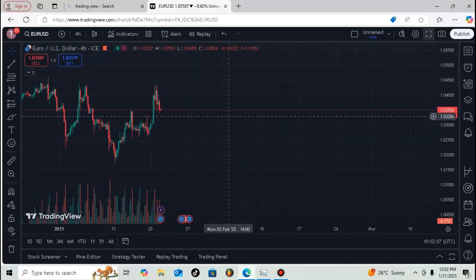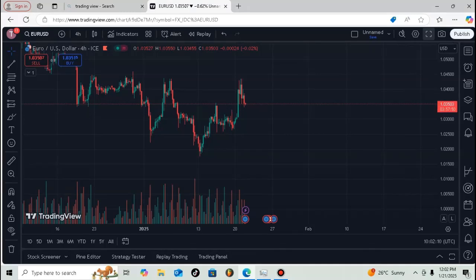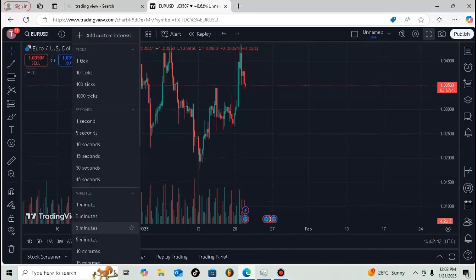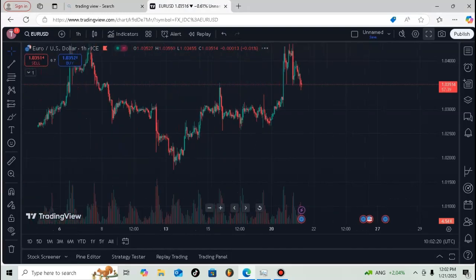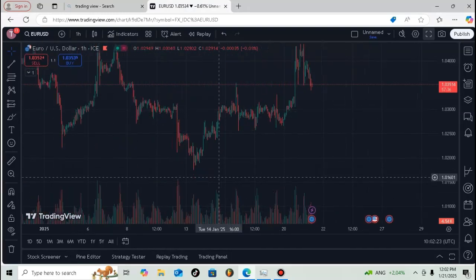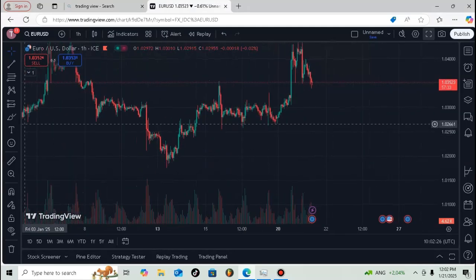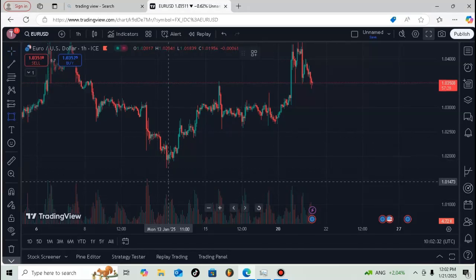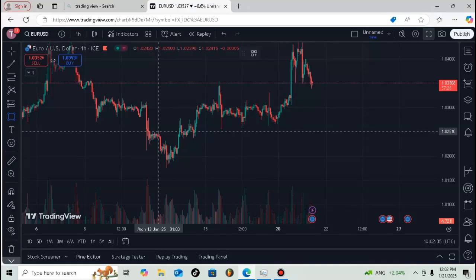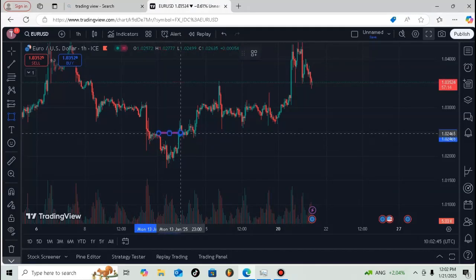So how do you identify a mitigation block? Well, it's very simple. Let me just switch to H1. The mitigation block is identified by the first change of character that happens after a peak formation low or a peak formation high, or once a structure has been formed. The first change of character, or the first major change of character, or the first major structure breaker. Now, obviously, as we look here, for example, the first major one was right about here. As you can see, what price did, it broke that structure.